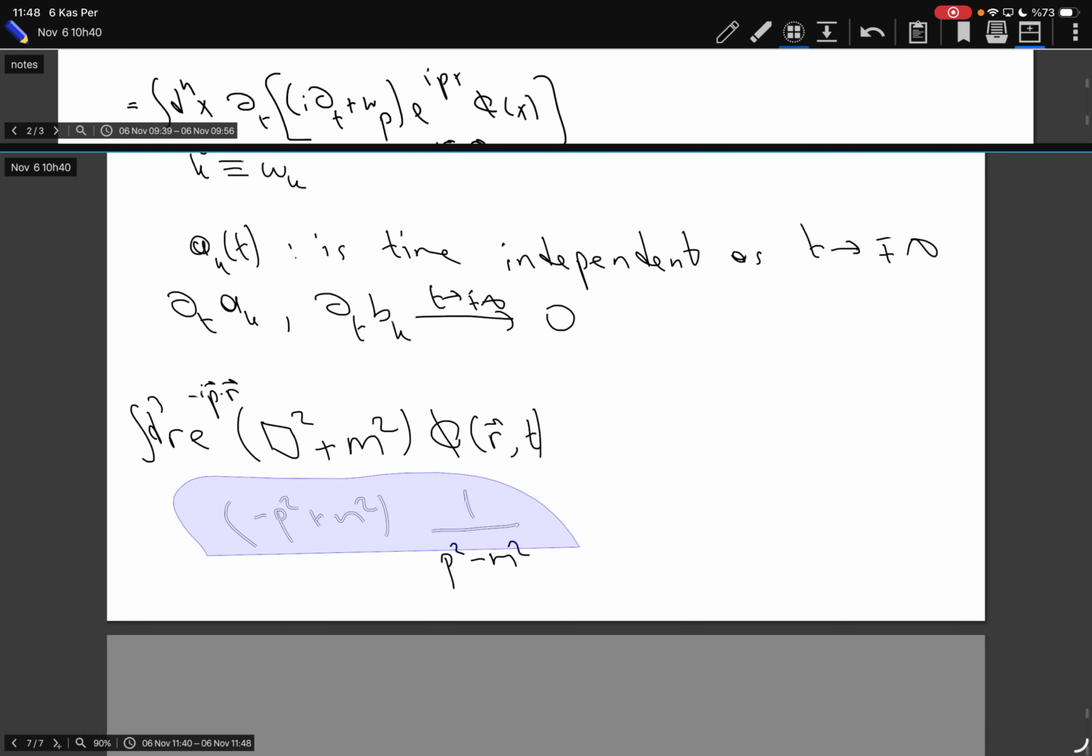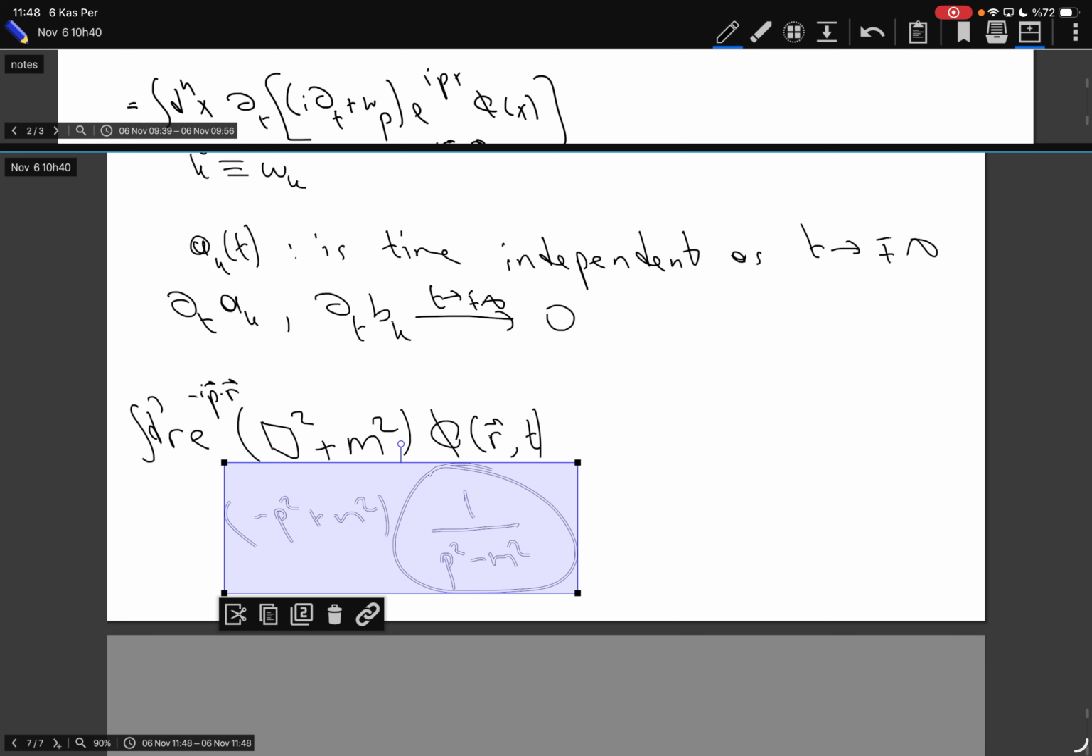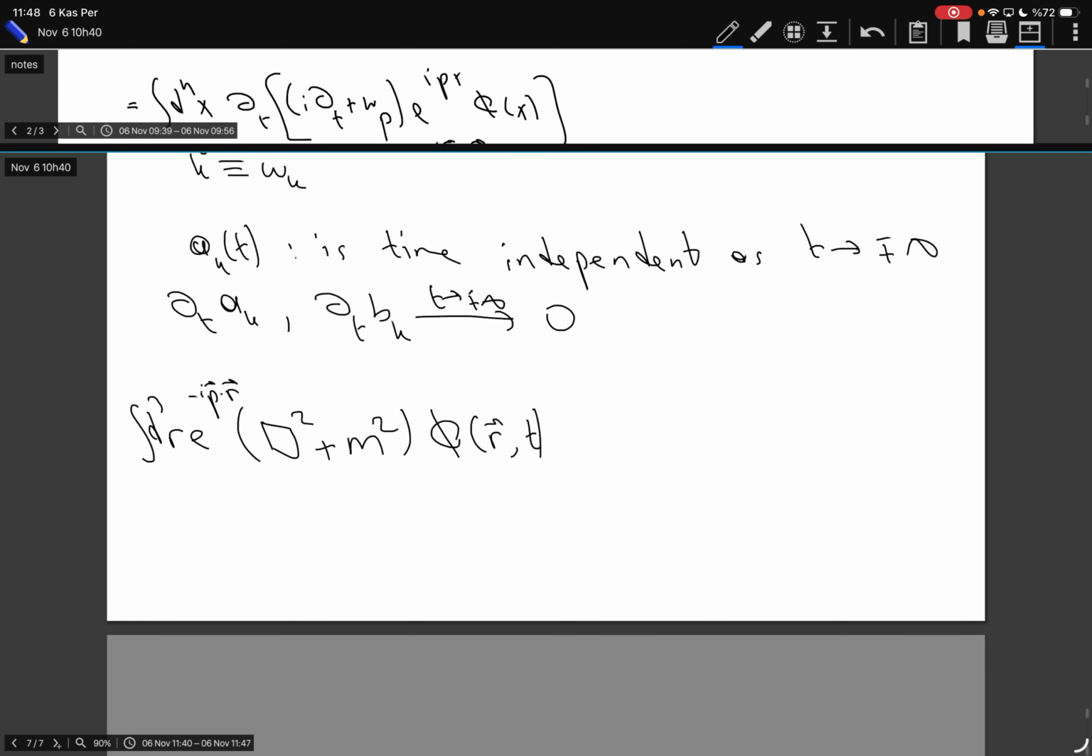This is what we will be actually doing. So why do I study that term? Basically, to be able to pick up the pole corresponding to this one. Now, how will that work? Well, let's say, let me take the 4-dimensional Fourier transform.